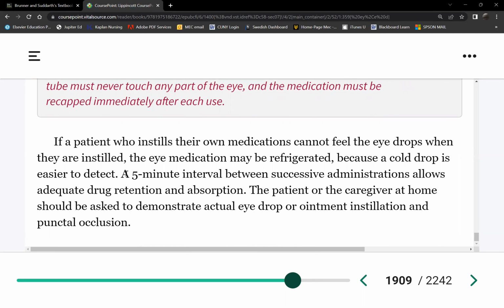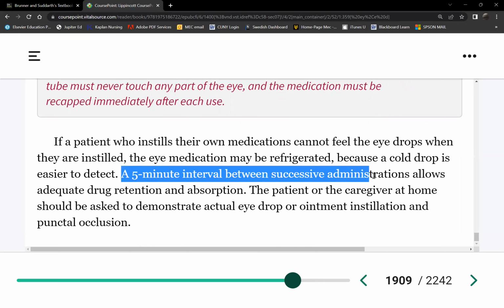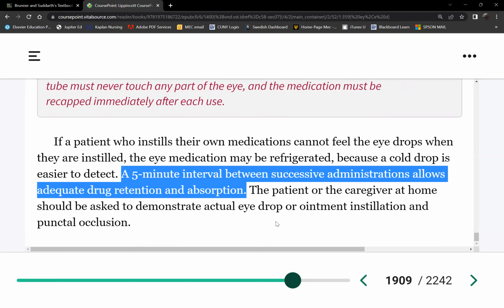A 5-minute interval between successive administrations allows adequate drug retention and absorption. Now, the 5-minute interval is for two different medications. If it's the same medication and you're giving multiple drops, so let's say it's two drops usually, you wait 1 minute between drops. If it's two different medications, how long do you wait? Five. And the same also for the ointment.